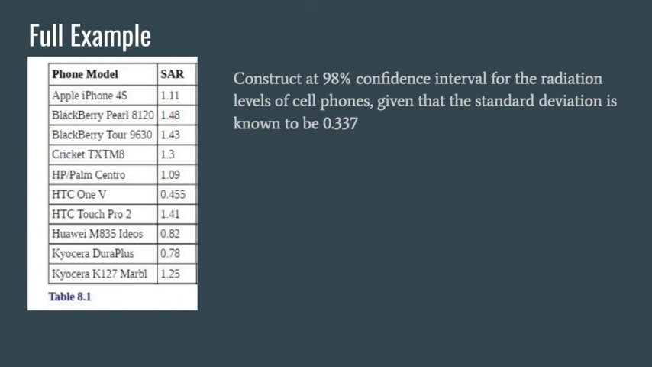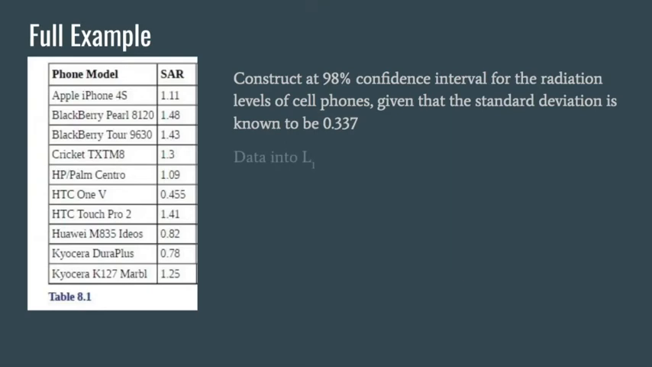To work this full example, we're going to construct a 98% confidence interval for radiation levels of cell phones. If you want more information on this, there's some in the textbook. I just basically pulled 1/3 of the table out of the book for us to do a quick example here. There are more numbers and some explanation in the textbook if you're interested. And we're told that the standard deviation is 0.337. We want to construct a 98% confidence interval.